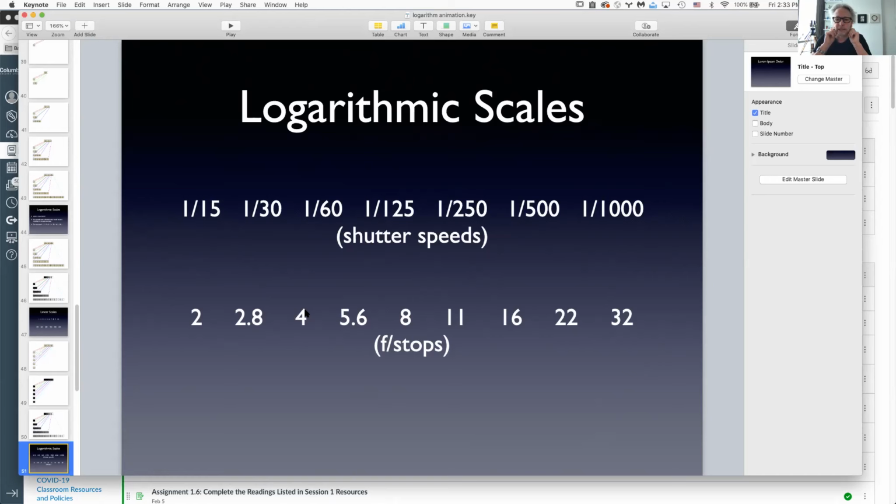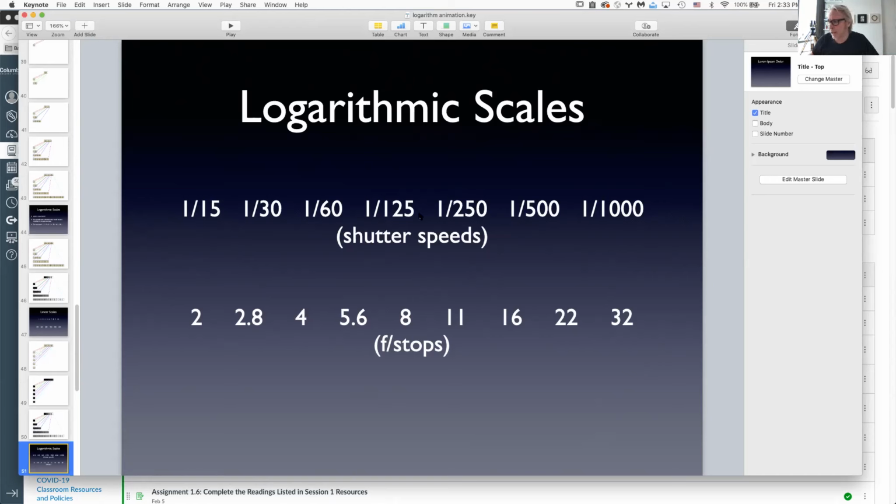They are not linear. The reason that f-stops were built this way is that this is how your eyes see. If you were to do a grayscale that was linear, your eyes would not see those steps as being even. The logarithmic scale, you do see them as being even. Does that make sense to everyone? Who have I lost?